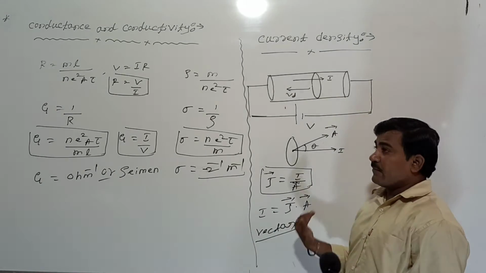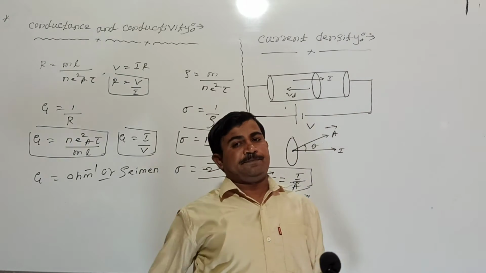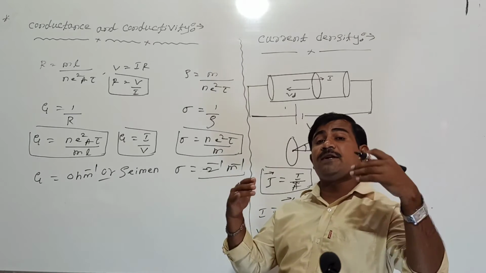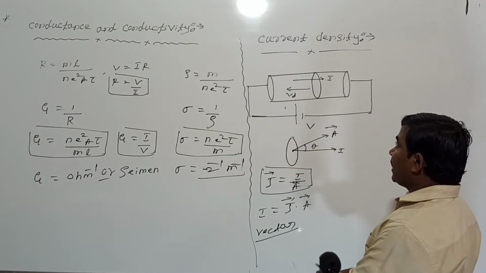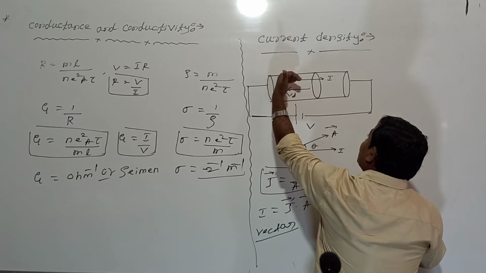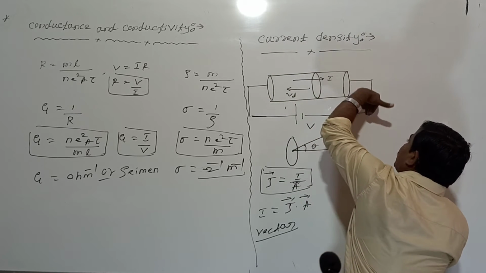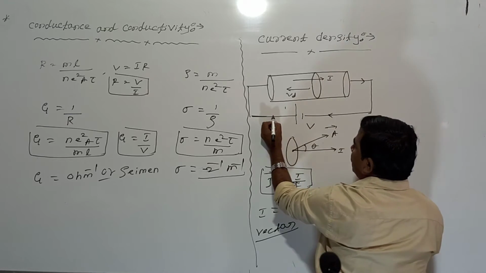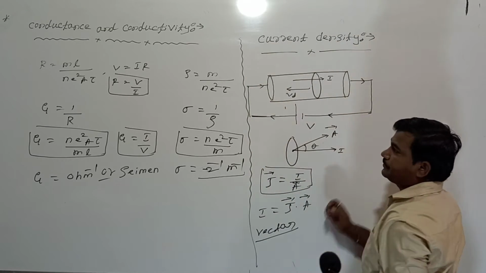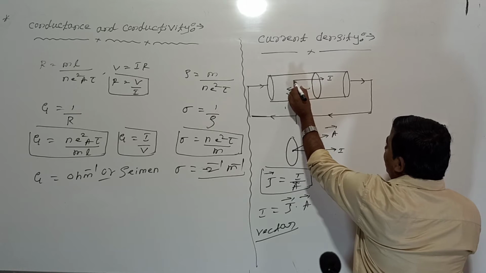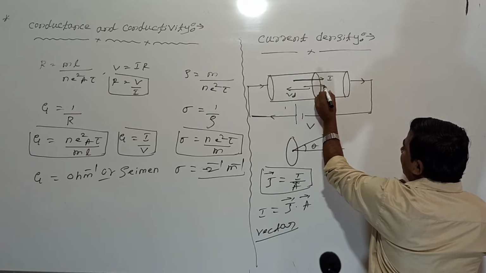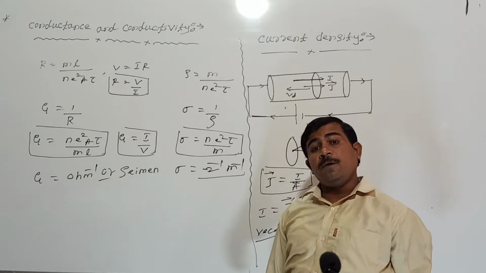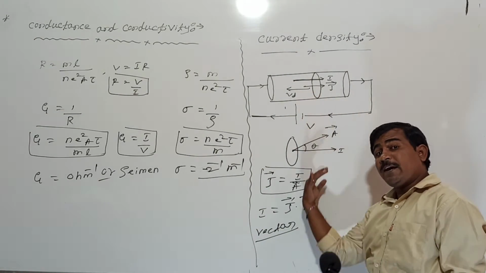If current density is a vector quantity, how to take the direction? The direction of current density is taken along the direction of current. In what direction is current flowing? The direction of current can be taken along the direction of motion of positive charges. All the positive charges are moving in this direction. If this is the direction of current, then definitely this is also the direction of current density.